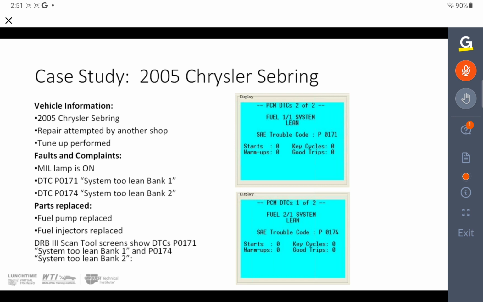So we have a case study with a Chrysler Sebring that came from another shop. They attempted to make the repairs. They did a tune-up on it. The customer's complaint was the check engine light was on. It had a P0171 lean bank 1 and a P0174 lean bank 2. The other shop replaced the fuel pump. They also replaced the fuel injectors. The DRB scan tool showed that there were still codes in it, a 171 and a 174.